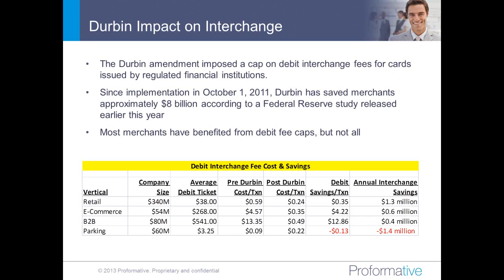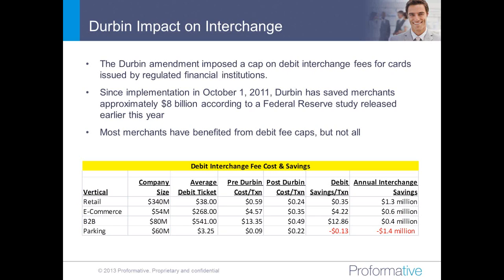So let me give you some very specific examples that we have pulled out from some of the companies that we worked with. We worked with a retailer that had about 340 million in card sales. This was their average ticket. Before the Durbin Amendment, their cost for a debit transaction was 59 cents. After the Durbin Amendment, it was 24 cents. And so they saved, on average, 35 cents a transaction. On an annual basis, they saved 1.3 million bucks.